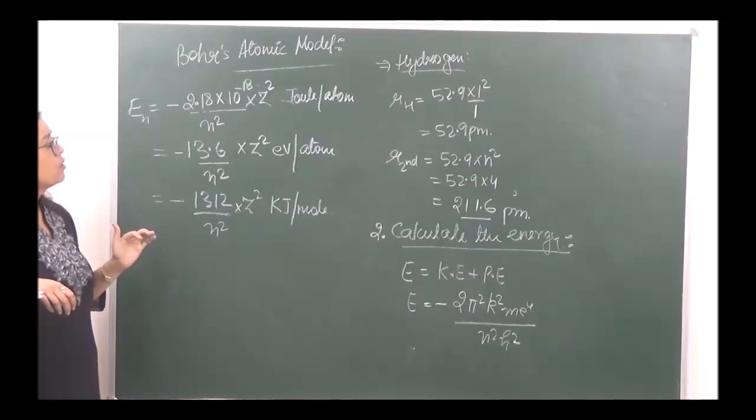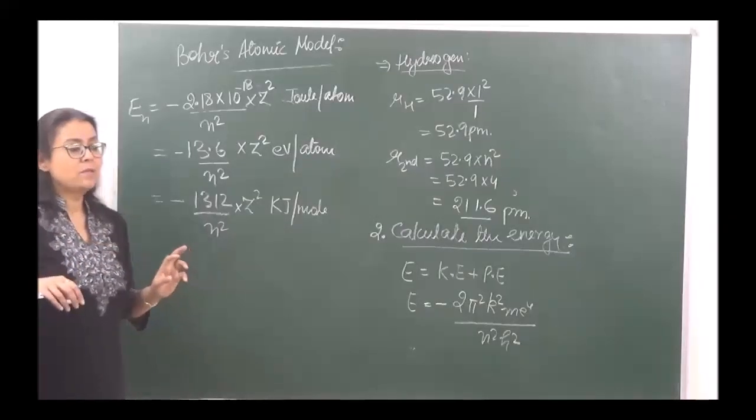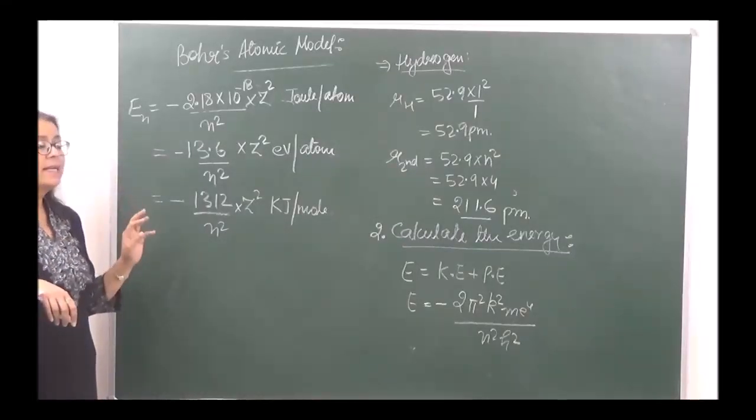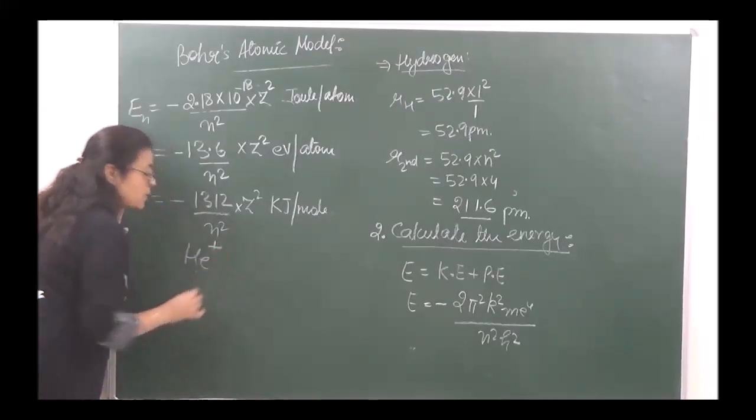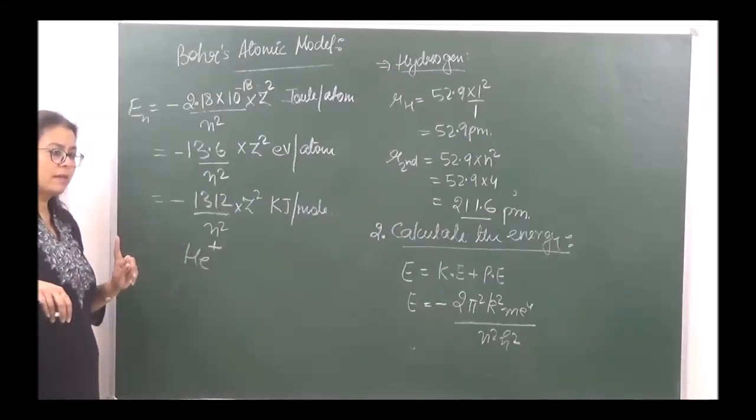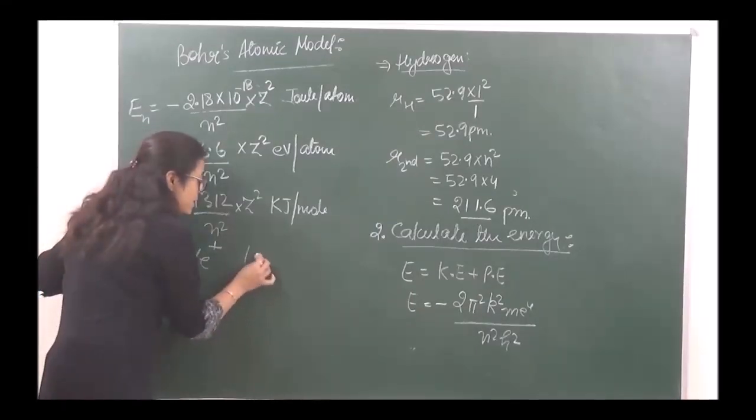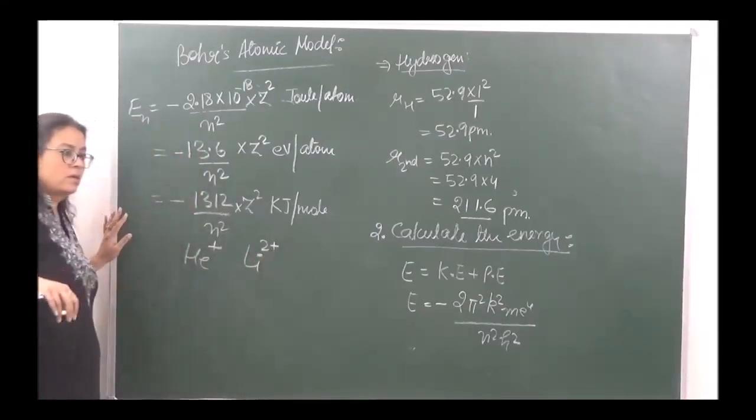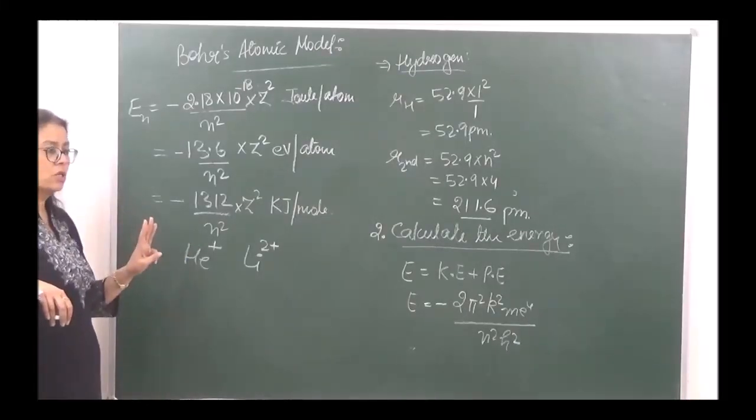But if you are talking of hydrogen-like atoms, what do we understand by hydrogen-like atoms? Hydrogen-like atoms means that they should have only one electron. Okay, for example, He positive. Now He has 2 electrons. He positive will have only one electron. So it is a hydrogen-like atom. In a similar manner, lithium 2 positive. Lithium has 3 electrons. So lithium 2 positive will have only one electron.